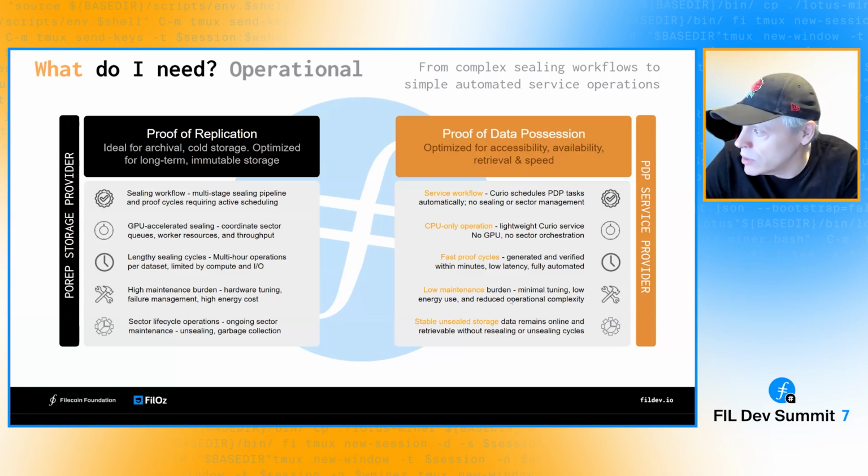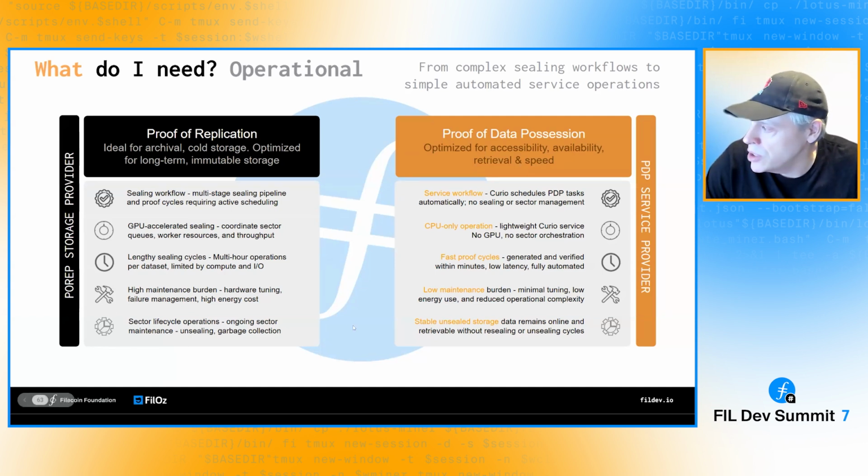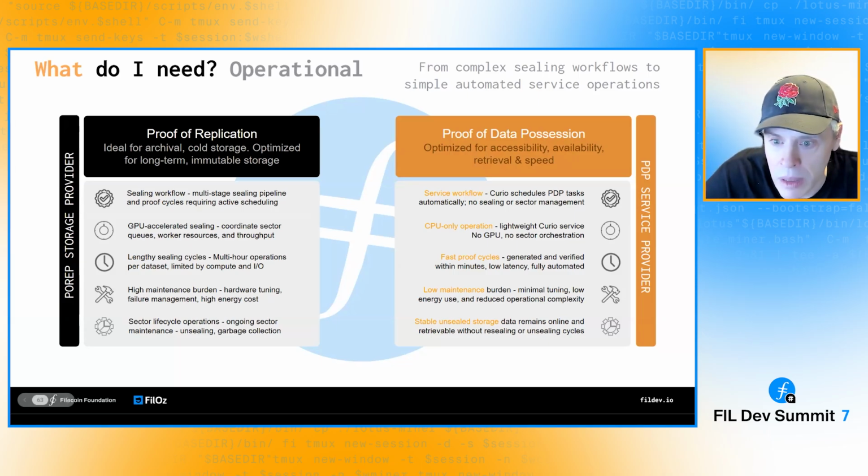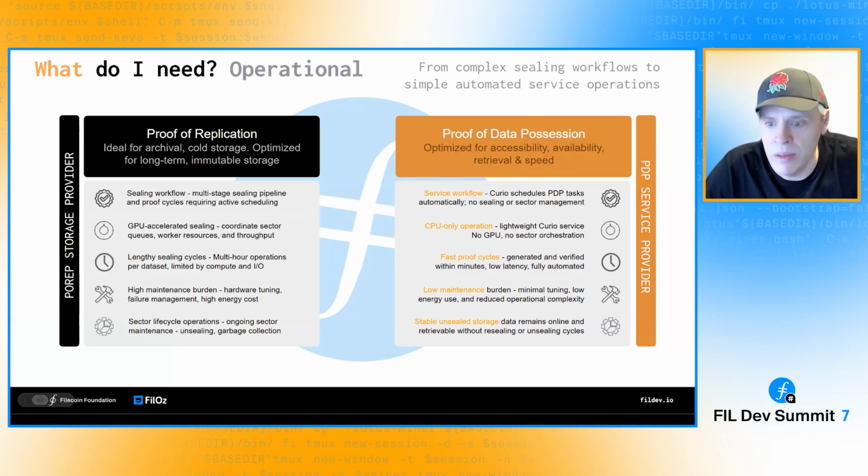Talking about fast proof cycles with the new PDP proof, generated and verified within minutes, low latency, fully automated, low maintenance burden, minimal tuning, low energy use, and reduced operational complexity, and stable, unsealed storage. Data remains online and retrievable without resealing or unsealing cycles. So the result is minimal maintenance and dramatically lower operating costs.